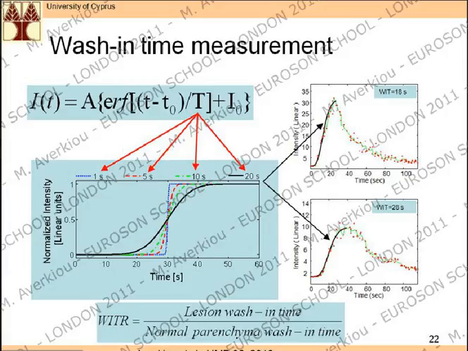So if you have a low T here, then this results in a very fast rise time, and as that number increases, it goes into a slower rise time. We want to fit the data so that it will be easier to remove the noise and extract some parameters. Now, to further normalize, we decided to normalize the washing time of the lesion with respect to the washing time of the normal parenchyma. So this WITR is how fast the tumor is filling compared to the rest of the liver. If there was no tumor, then WITR would be equal to 1.